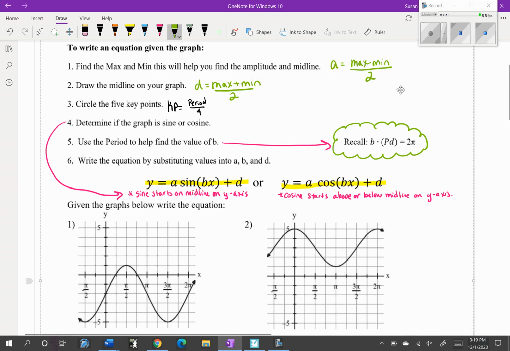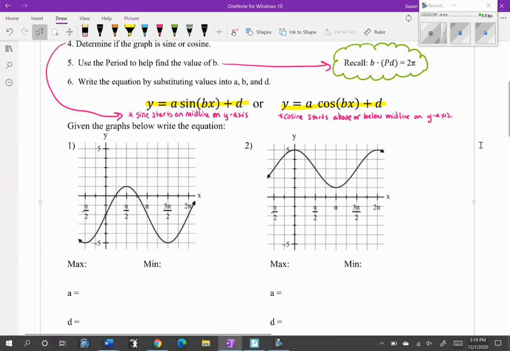So let's go ahead and look at the first graph. So again, first you want to identify the maximum and the minimum points. So here's a maximum and here is a minimum. So the maximum value is at a y value of 1. The minimum is at -5.